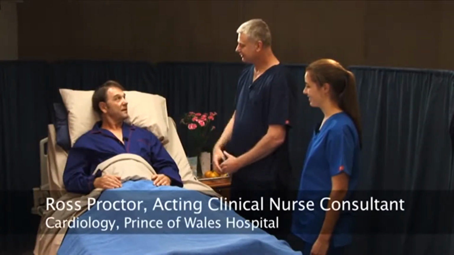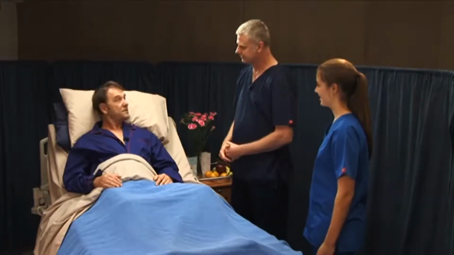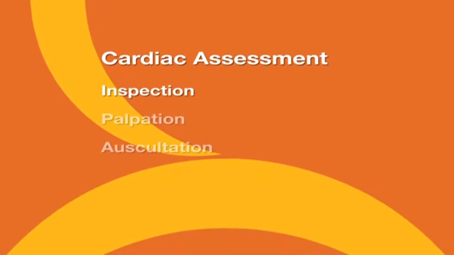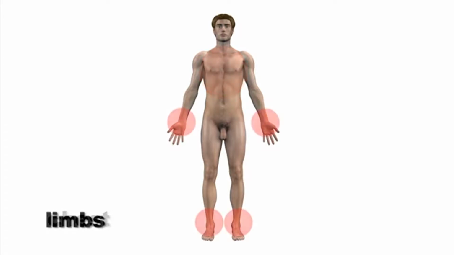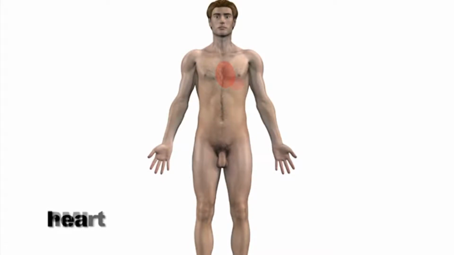In this session, acting clinical nurse consultant Ross Proctor demonstrates how to do a cardiac assessment. As problems with the cardiovascular system can affect the whole body, you move systematically over the body to conduct this assessment. A cardiac assessment requires a systematic approach of looking, touching and listening. You assess the body in the following order: whole body, chest, limbs, jugular venous pressure, heart, point of maximal impulse, and finally lungs. But first, you conduct a primary survey, or ABC.